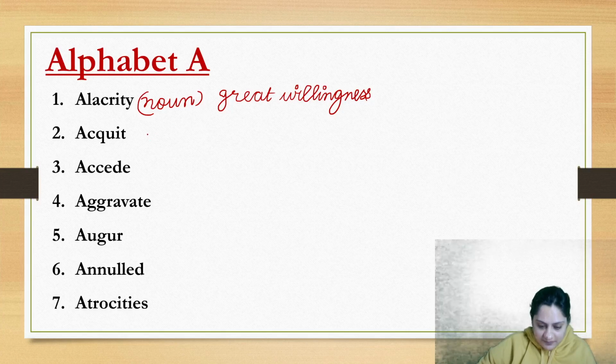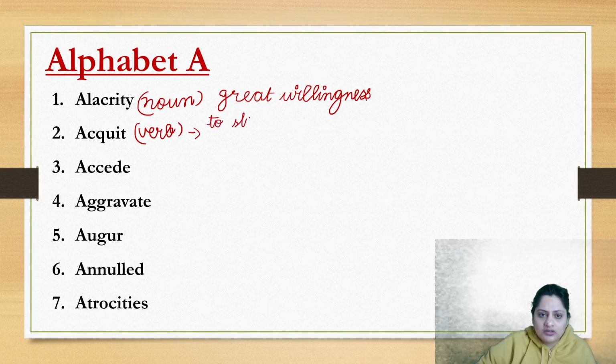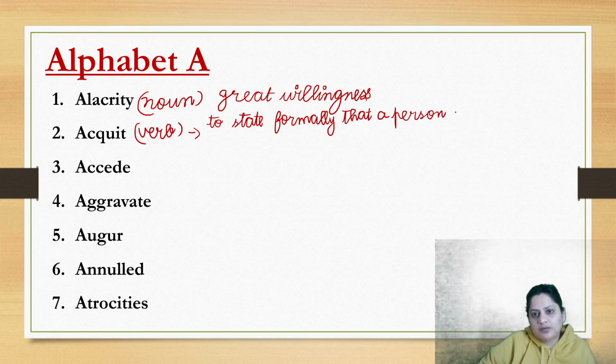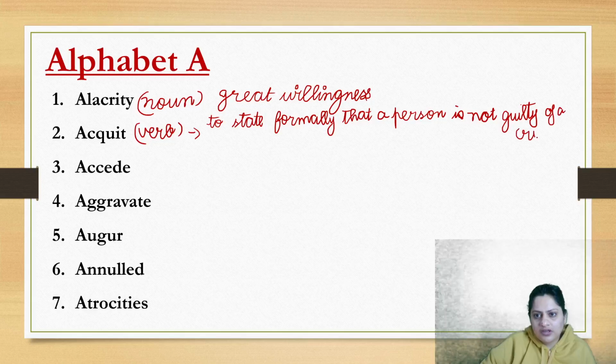So that is alacrity. Next is your verb acquit. So acquit means to state formally that a person is not guilty of a crime. Okay. When you mention this formally that somebody is not guilty of a crime, वो निर्दोष है, तो वो क्या होगा? Acquit. You acquit that person. Okay. Acquit is a verb word, guys.